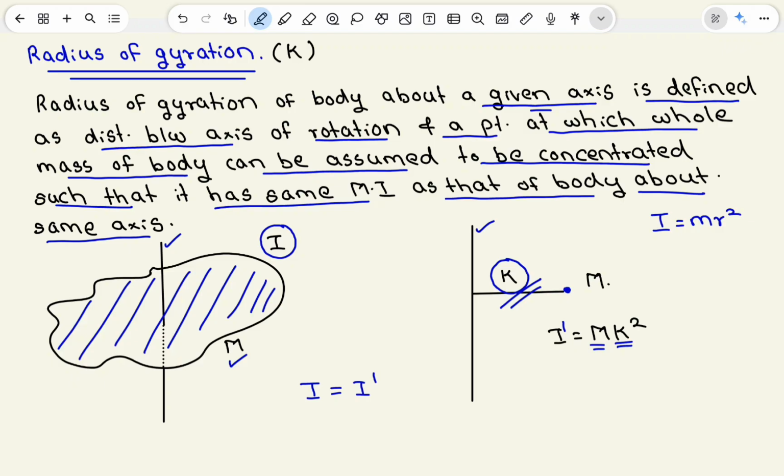So to find out the radius of gyration, what we do is we take the extended body, we convert it into a point mass, and we place it at a distance, let's say k. Then we find the moment of inertia of that point mass about the same axis, and we get mk square. This moment of inertia of the point particle mk square is same as that of the moment of inertia of the extended body. We have done this by keeping the axis of rotation same. And when all these conditions are satisfied, we call this distance k as the radius of gyration.